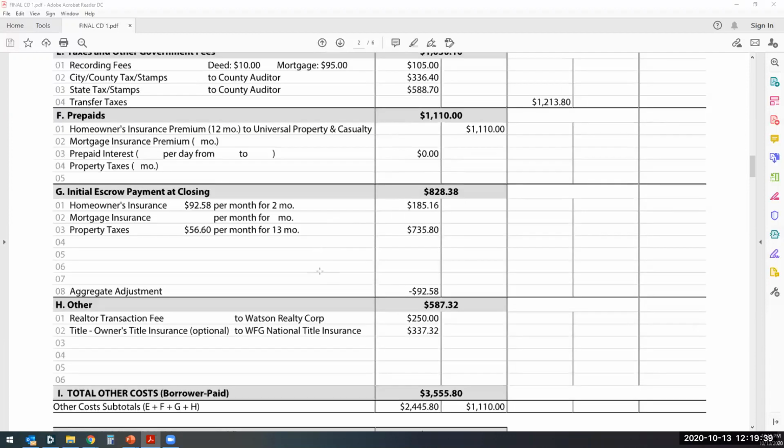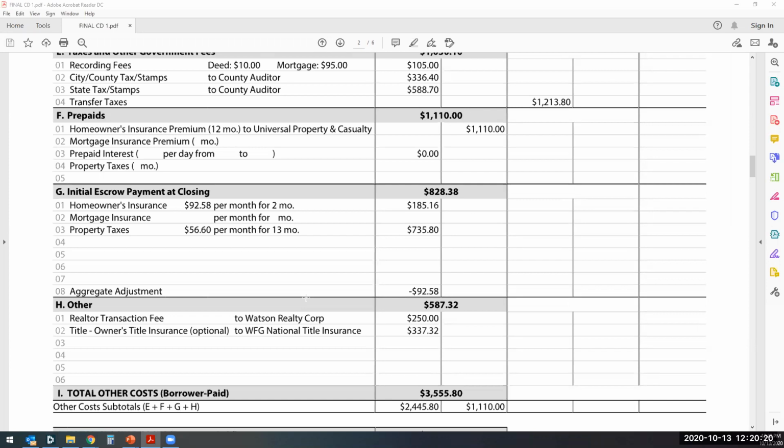The initial escrow is what we collect up front for your escrows, your insurance and your taxes. Because it's the end of the year, we are actually going to collect the whole year of taxes, okay? The reason why is because the lender pays for your taxes in November, when the bill comes out. So we have to collect the whole year from the borrower so that we can pay the taxes in November. But then you're going to see a credit given to the borrower on page 3. I'll show you that a little later on.